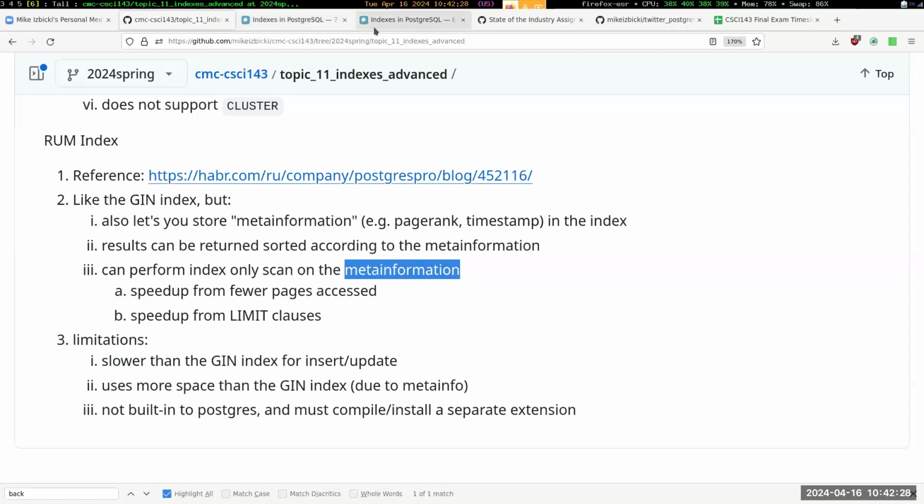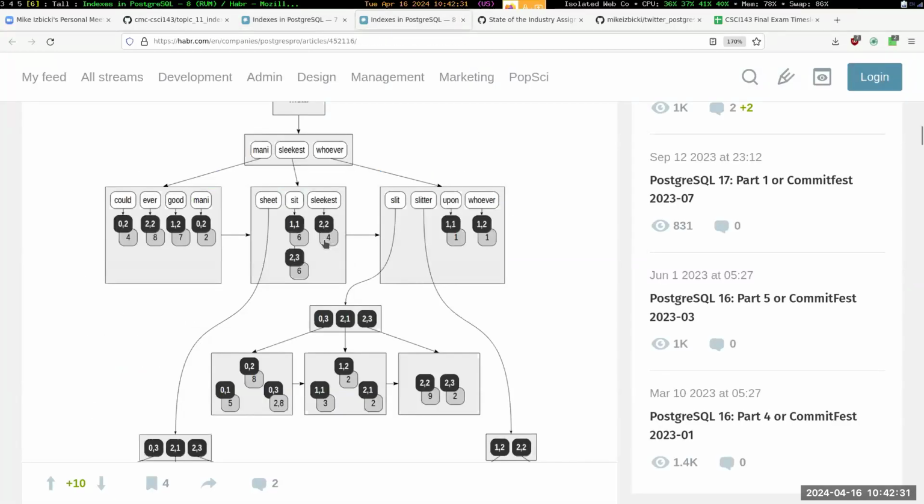And the answer is yes, it will be slower to create the RUM index. The main reason that it's slower is because there will be a lot more pages that have to be stored on disk because there's a lot more information being stored. And because there's more pages, there's just more things to write. The actual structure of the B tree itself is going to be the same because it's the same words up here that are being indexed.